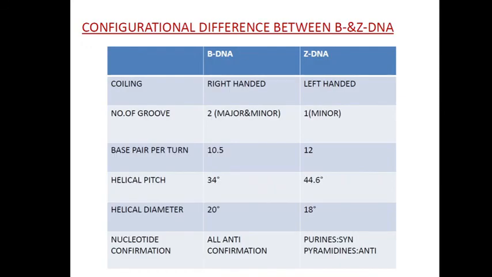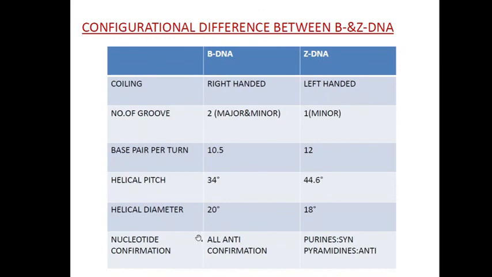Comparing this configuration between the B and Z forms. The coiling here is right-handed, here it is left-handed. Number of grooves: here there is presence of both major and minor grooves, here there is only presence of minor groove. Base pairs per turn is 10.5, in the Z it is 12. The helix pitch is 34 angstrom. Here the helix pitch is comparatively more, that is 44.6. Helix diameter was 20 angstrom. Here it has been reduced to 18 angstrom.